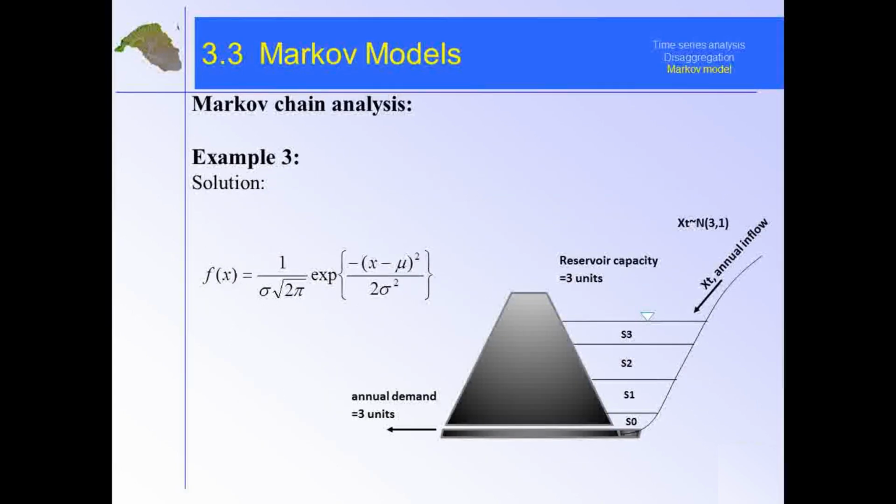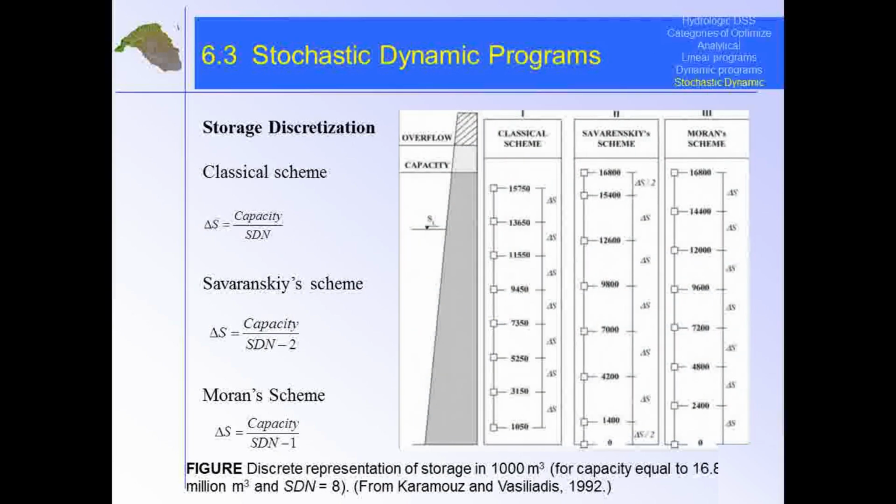There are different ways of storage discretization. Among others, you can talk about the classical scheme, Savarinsky's scheme or Moran's scheme. The classical scheme would divide the storage space into the largest number of storage discretization members. Moran's scheme would divide it into one less than the classical scheme, whereas Savarinsky's scheme would divide it into two less than the classical scheme. Not only the number of members but also the way of discretizing is different. Moran's scheme divides it into equal segments, but the classical scheme and Savarinsky's scheme divide the first storage space into delta S over 2, the last into delta S over 2, and all the rest into delta S.